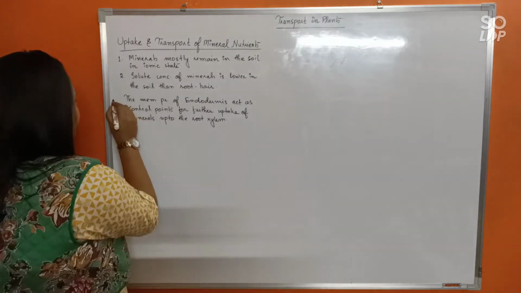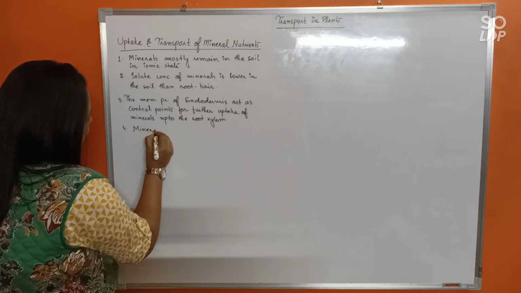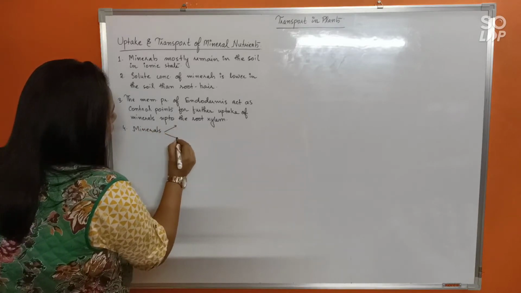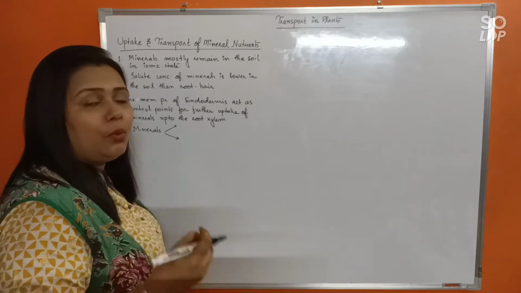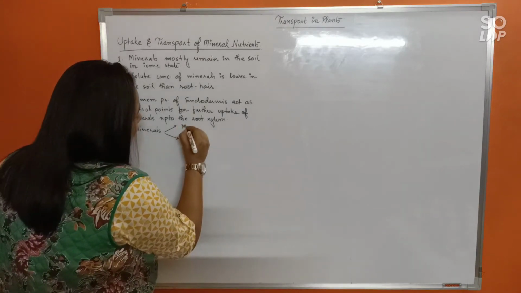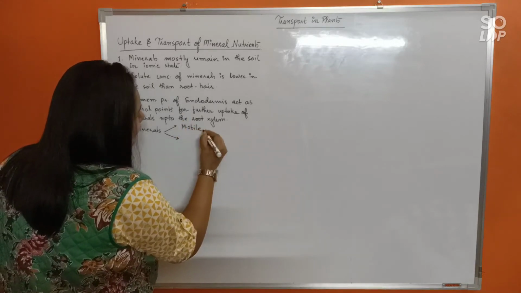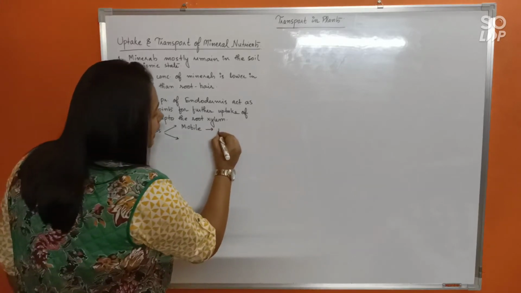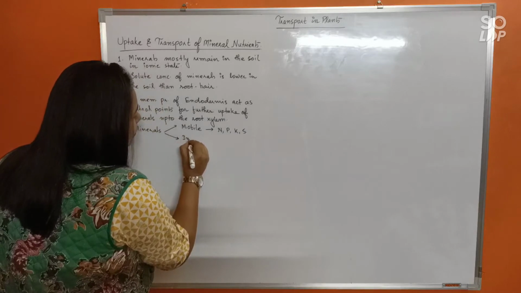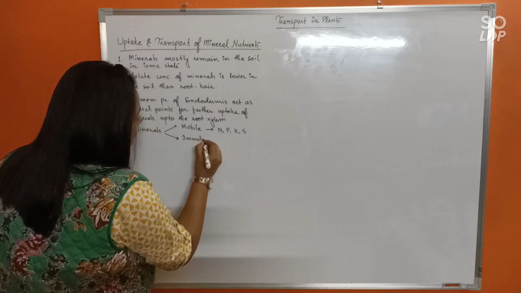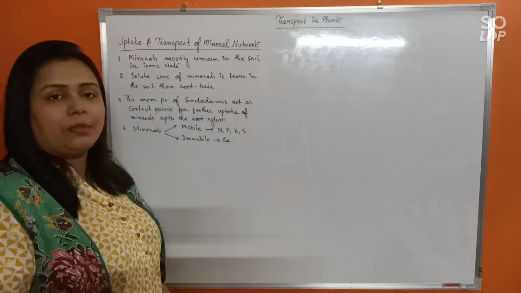So the point here is: minerals, once uploaded in the plant body, can again be of two types according to whether they are remobilized or not. That is, mobile elements that can move from old to new parts, that is nitrogen, phosphorus, potassium and sulfur. Likewise, immobile elements, that would be calcium. Alright, do remember this.